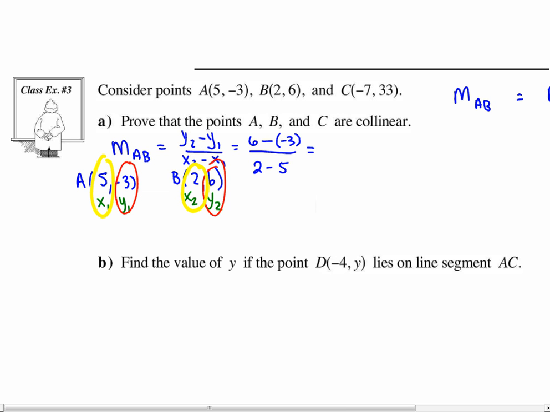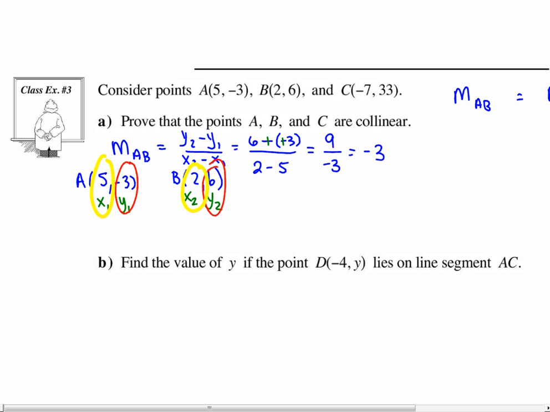All right, so let's check this. 6 minus -3 is the same thing as 6 plus 3, so that gives me a 9. Divided by 2 minus 5, which is -3. And 9 divided by -3 is -3. Okay? All right, so that was finding the slope of AB.